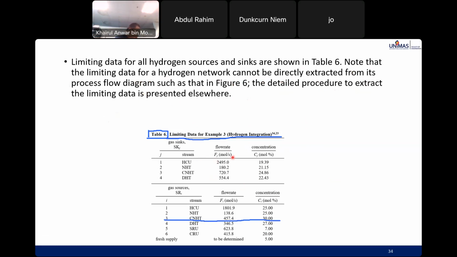They didn't specify in this paper, but they did give a reference. The reference is in the book. Reference number 24: Analysis of refinery hydrogen distribution systems by Alves and Towler, 2002.